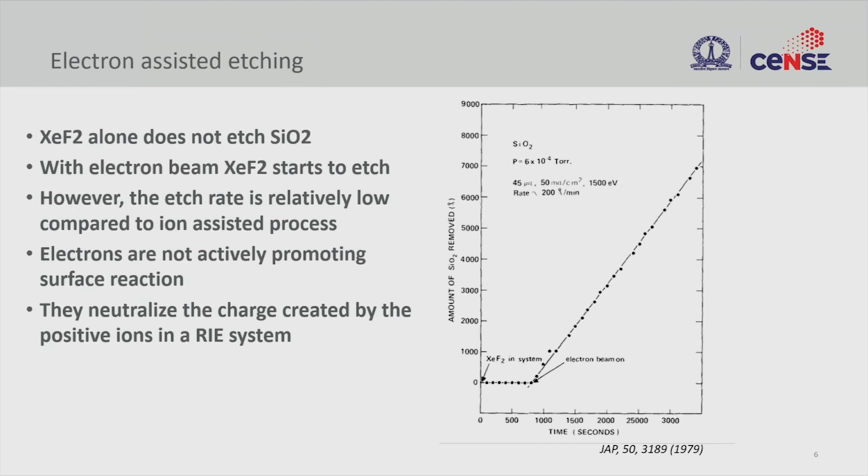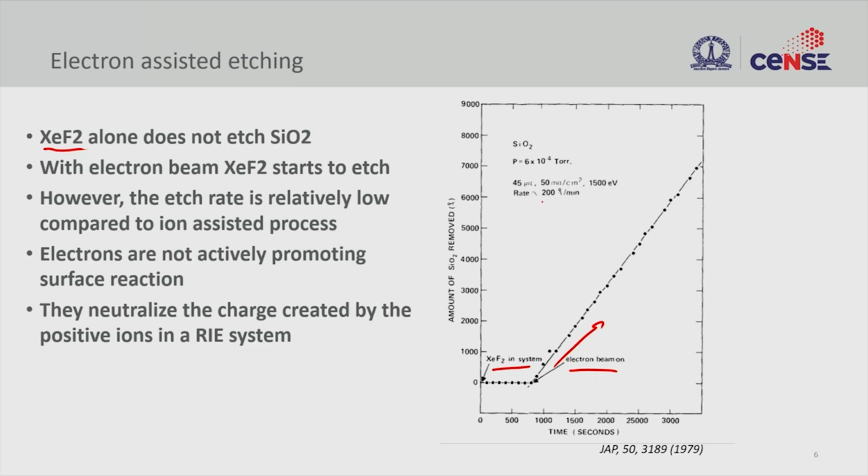We have looked at ions, and now we also know the neutral gas contribution. But what is the contribution of electrons here? We said electrons are the most important constituents in plasma, and this experiment was done to validate the contribution of electrons. So first it started with xenon fluoride, and when you put only xenon fluoride, there was little or no etching at all. Then you start exposing the material to an electron beam, and now you start seeing some etching. So this indicates that electrons can enable etching, but the problem is the amount of material removed is very, very small.